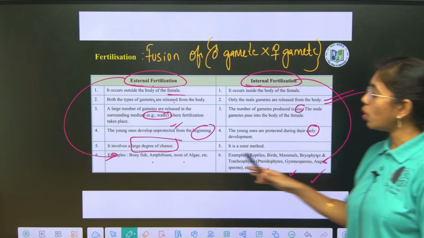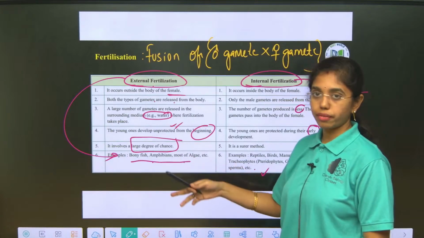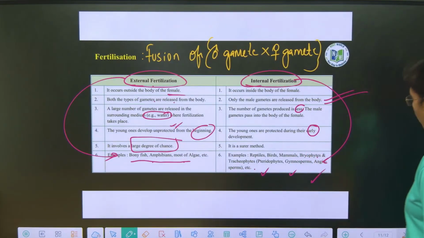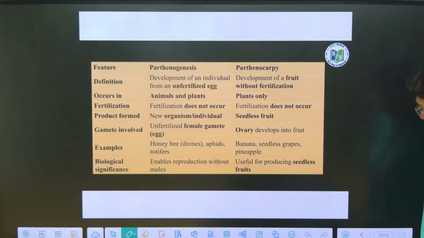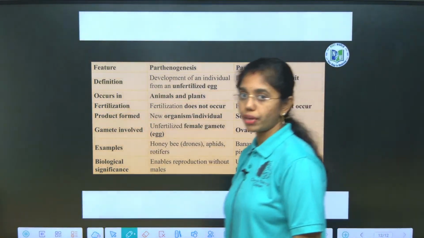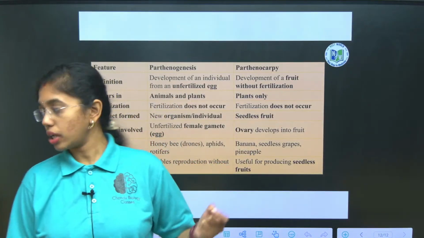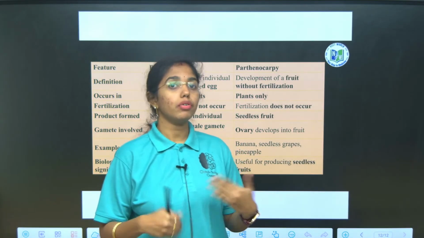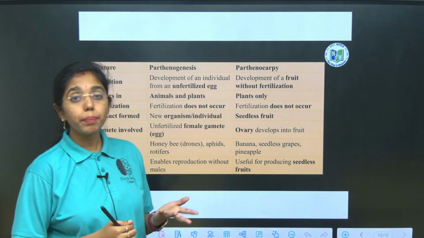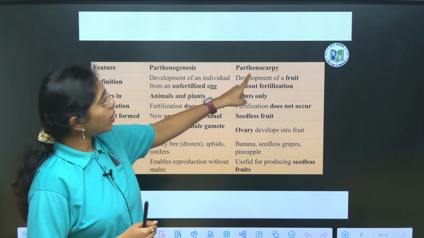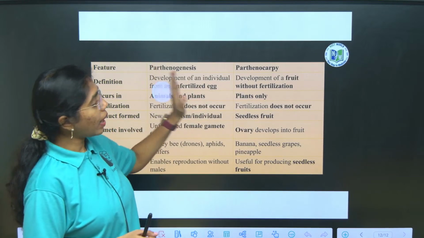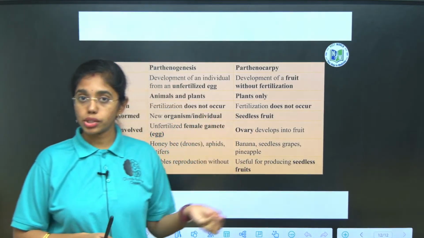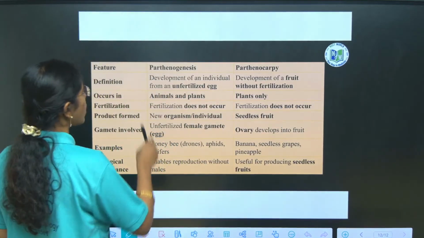Only in few organisms like bony fish, amphibians like frog, and most of the algae, they will have what? External mode of fertilization. I hope this is clear, right? Now, if an embryo is developed without the fusion of gametes, that is addressed under parthenogenesis. Parthenogenesis means formation of embryo without fertilization. Parthenocarpy is development of fruit without fertilization. The two terms cannot be used as synonyms. They are different terms, and quite a few times in your EAPCET exam, questions are asked on parthenogenesis and parthenocarpy.